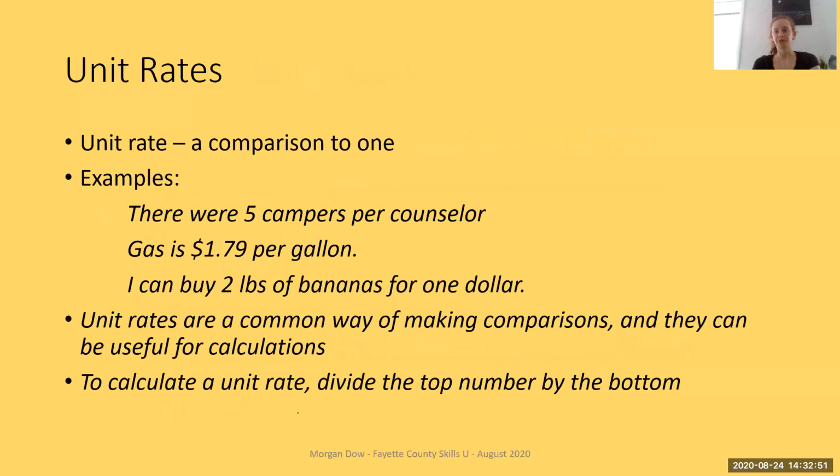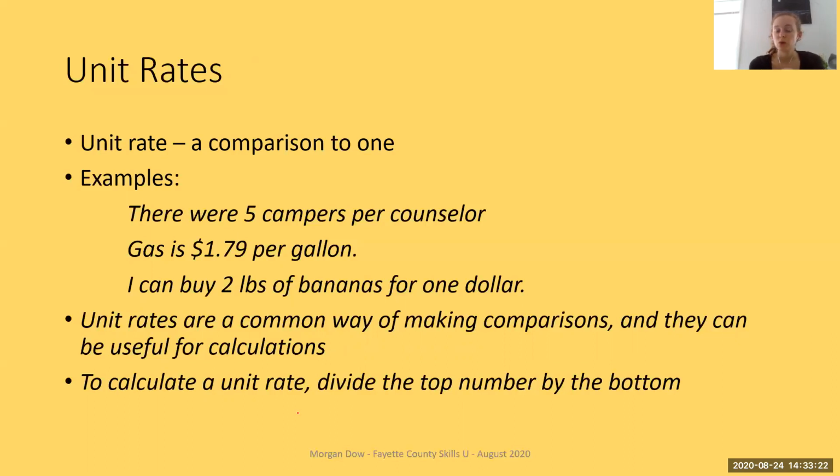All right, so the first special type of ratio that we're going to talk about is unit rates. A unit rate is a comparison to 1. So not just a comparison of any 2 numbers, but where you are comparing a number to 1 of something. Some examples of unit rates: there were 5 campers per counselor, right? We already saw that example earlier. So that's a unit rate.